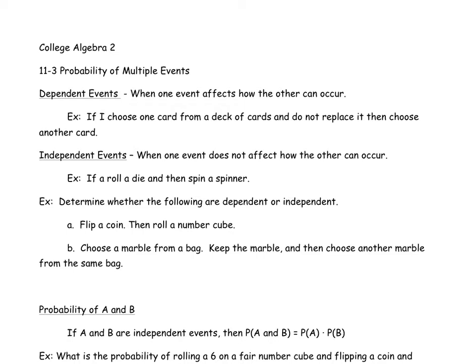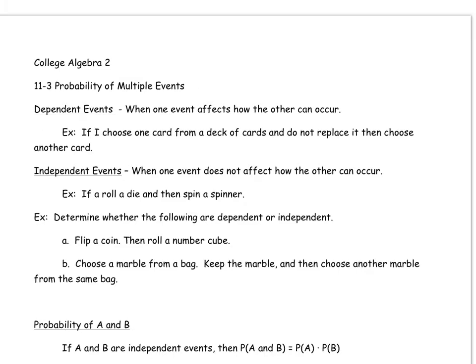And we want to be able to determine whether things are independent or dependent. So my first example says, determine whether the following are independent or dependent. And A says, flip a coin, then roll a number cube. So think about it for a second. If I flip a coin and then roll a number cube, does it matter what I got when I flip the coin and then roll the number cube? No, so those are independent.